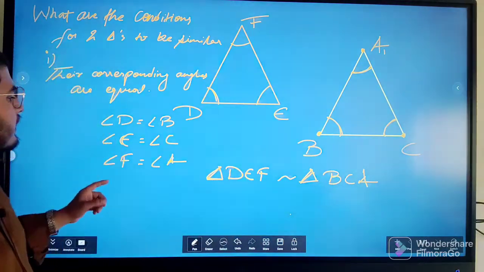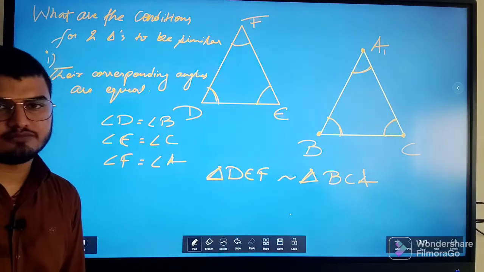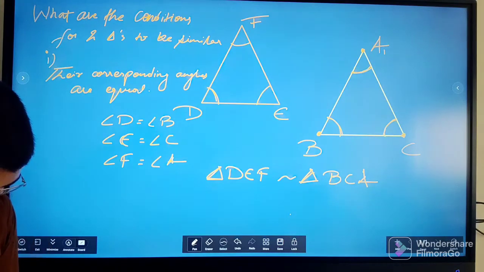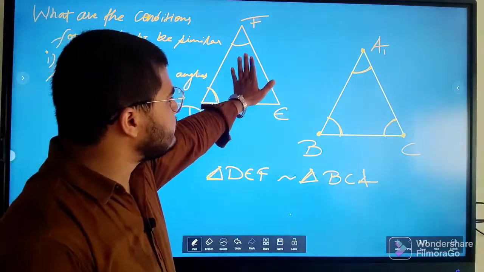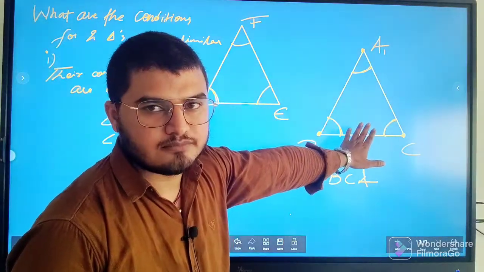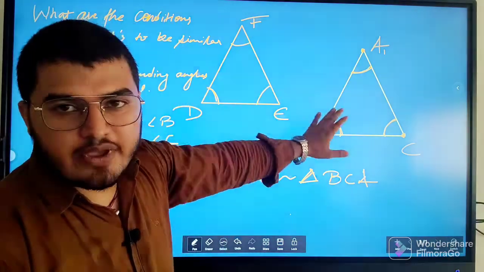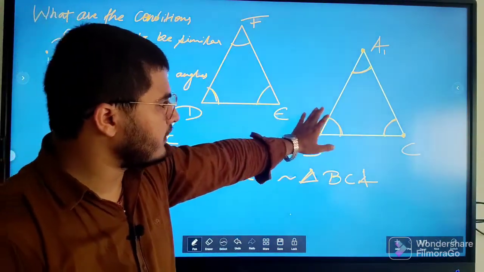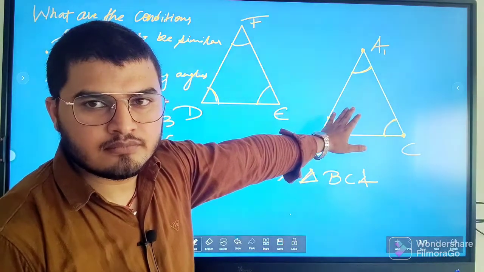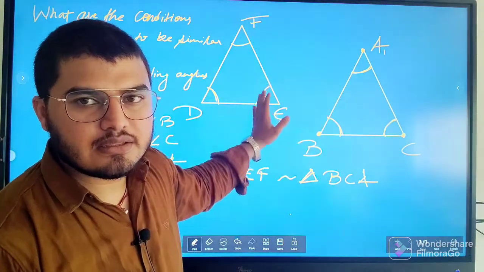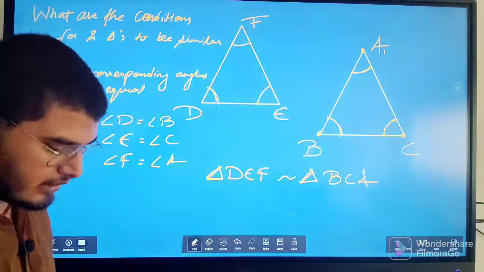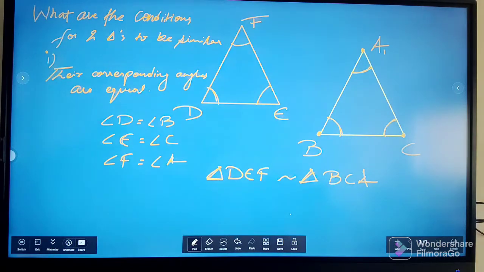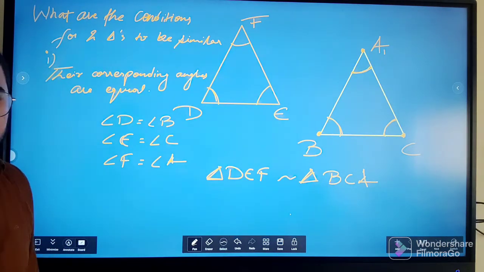This we can say when the corresponding angles are equal. When the corresponding angles are equal, then we can say that the two triangles are similar. But similarity does not mean that this triangle is equal to this triangle. No. Size wise, this triangle may be smaller and this triangle may be bigger, but similarity can be there. So the two triangles are similar when their corresponding angles are equal.